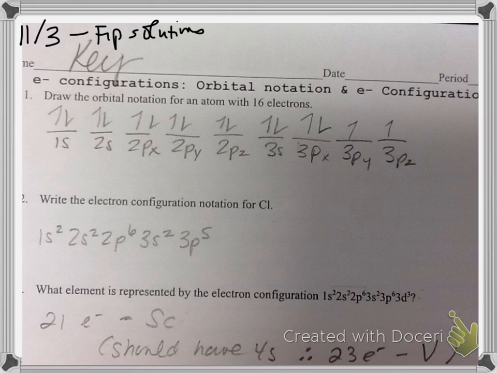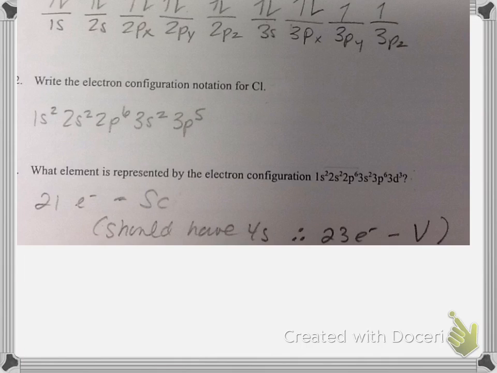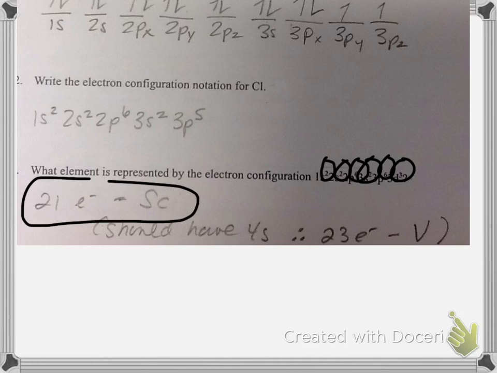So you've got the electron configuration notation: 1s2, 2s2, 2p6, 3s2, 3p5. Questions, comments, concerns so far? How do you figure out which atom, what element we're talking about? Well, if you add up these subscripts, you find the number of electrons. Is that what you've been doing? Good. And you get 21 electrons, which is scandium, Sc.